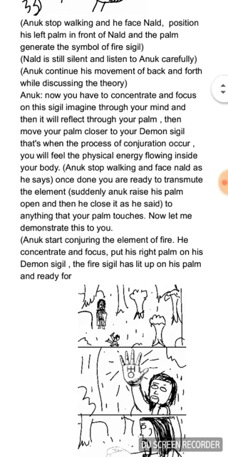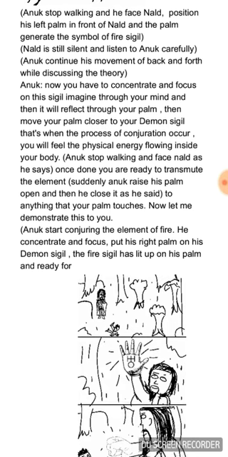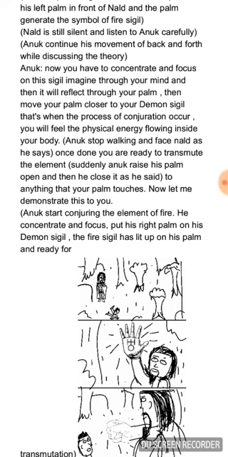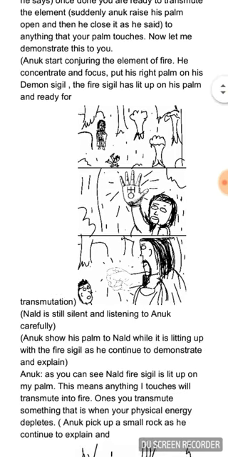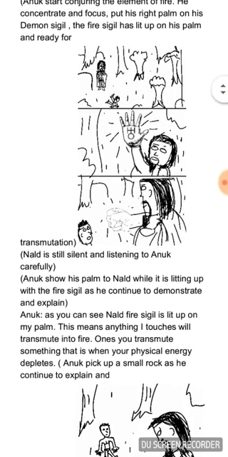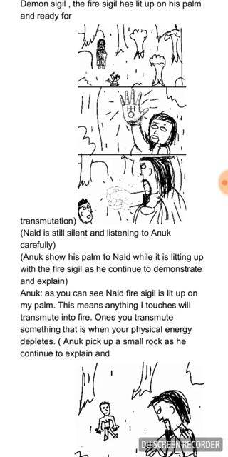Anak starts conjuring the element of fire. He concentrates and focuses, and puts his right palm on his demon sigil. The fire sigil lit up on his palm and is ready for transmutation. Nald is still silent and listening to Anak carefully. Anak shows his palm to Nald while it is lighting up with the fire sigil as he continues to demonstrate and explain.